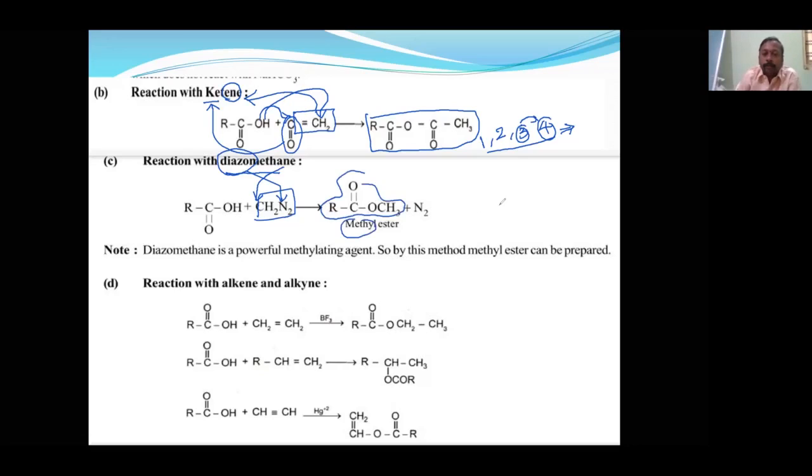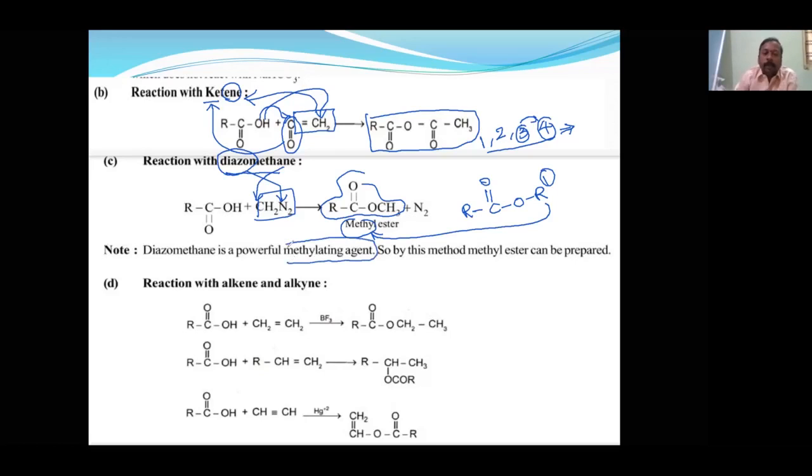I am writing it here. RCOOR'. When this R' is methyl, then it is called a methyl ester. If R' is ethyl or propyl, then it is a simple ester. So diazomethane is a powerful methylating agent.